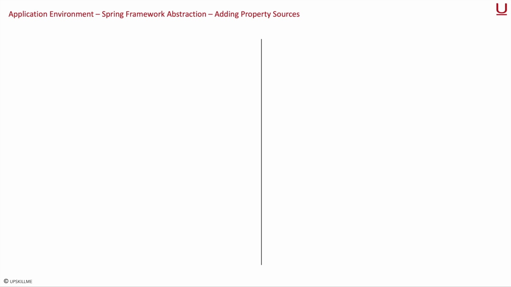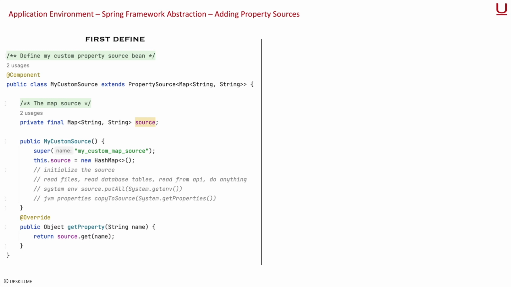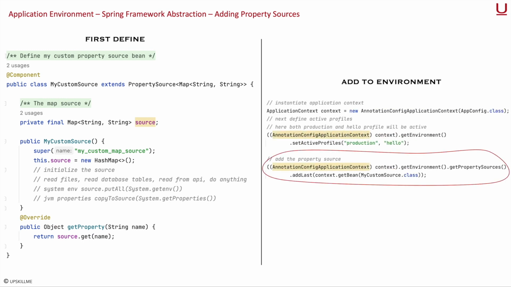Adding custom property sources. The entire property infrastructure provided by Spring Framework is configurable. This lets us define our own custom property source, which we can add to the list of property sources using the environment. Here on the left, I am defining a custom property source, and on the right, I am adding it to the environment object.